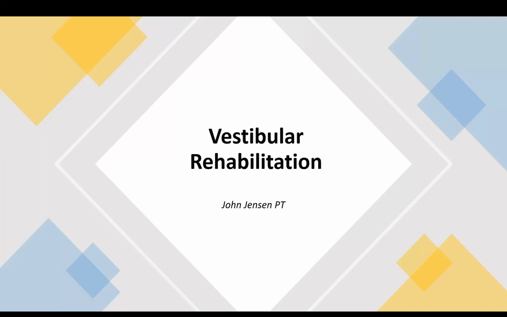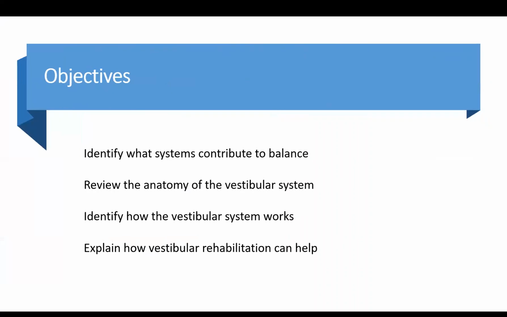Thank you, everyone, for attending this presentation tonight on this rainy evening. I do appreciate it. Going to speak a little bit about vestibular rehab and the impact it could have on one's gait and balance. So my objectives for this evening are to identify what systems contribute to our balance, review the anatomy of the vestibular system, identify how the vestibular system works, and explain how vestibular rehabilitation can help you.